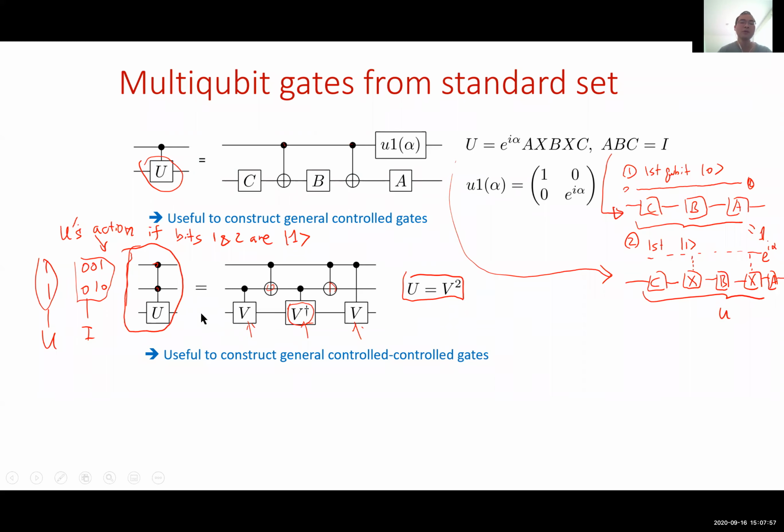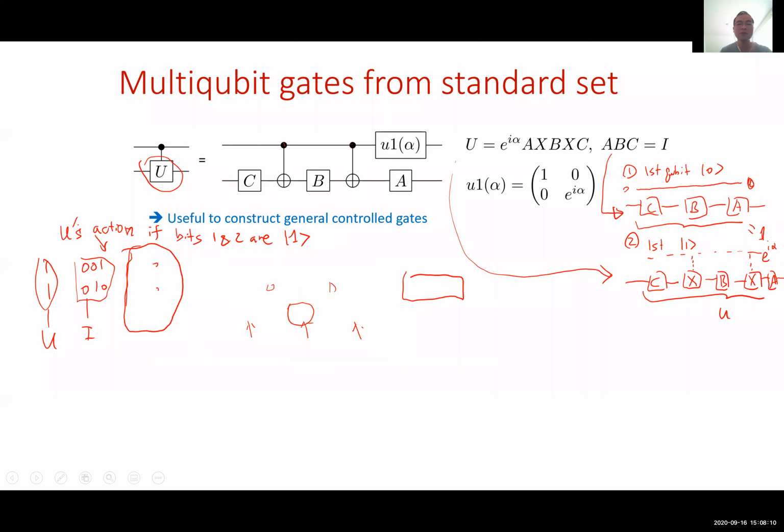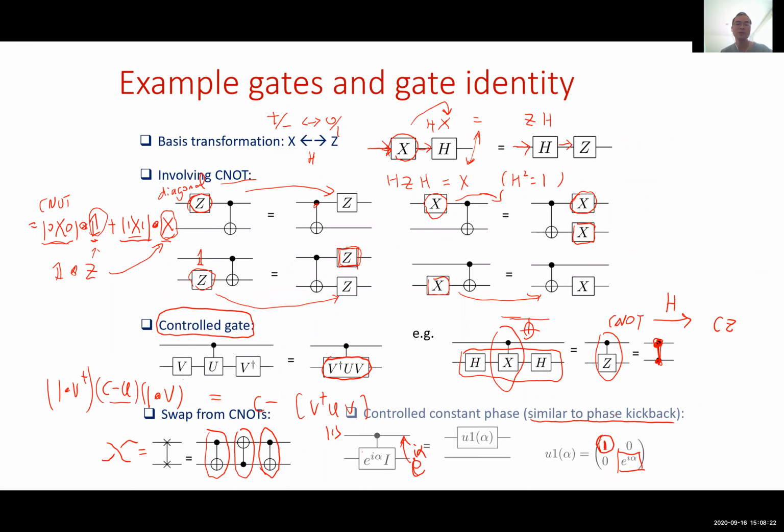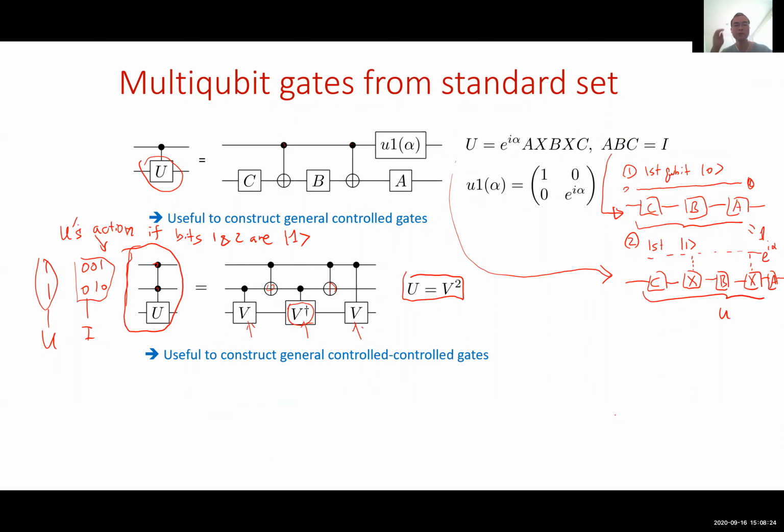So the application of this is if I want to design a Toffoli gate, control control X gate, for example. So we see the Toffoli gate appear in this third example of universal gates. So that one possible application would be that. Okay, now we check this identity.